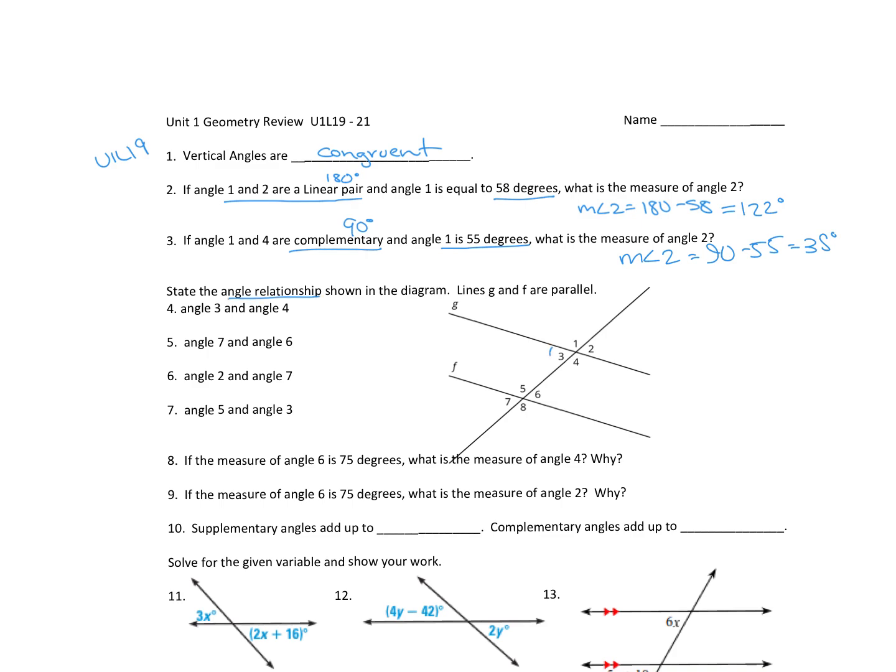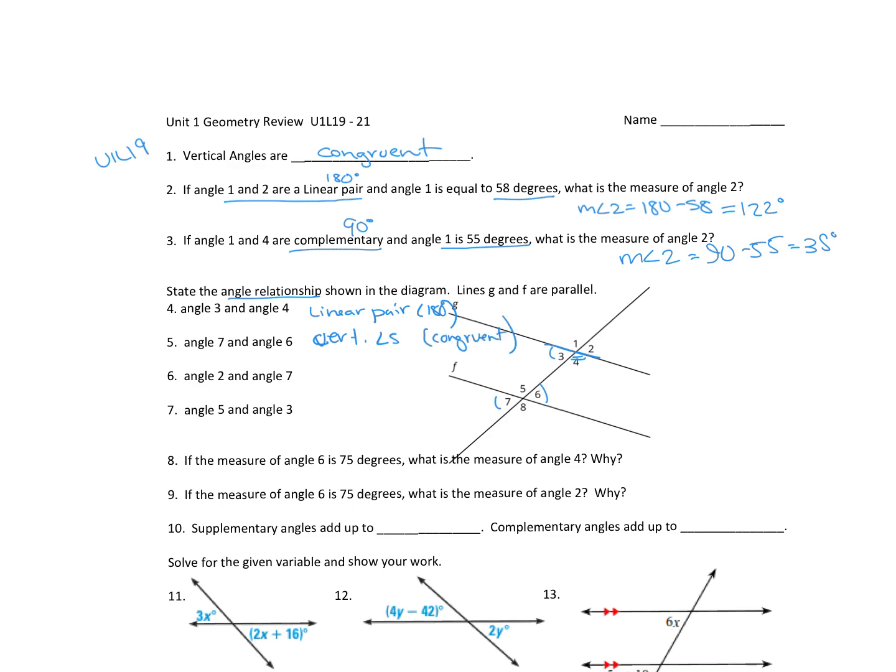So 3 and 4, these two are two angles on a straight line, so they are a linear pair. I know they're going to add to 180 degrees. Angles 7 and 6 are vertical angles, so I know that they are going to be congruent. So those are vertical angles, and they are congruent.